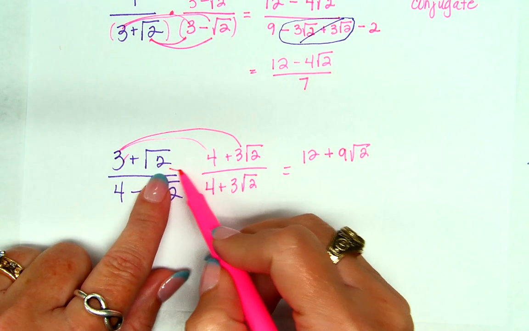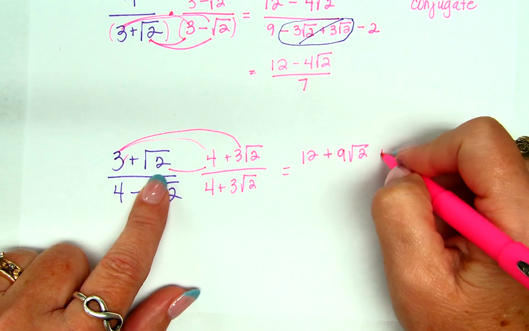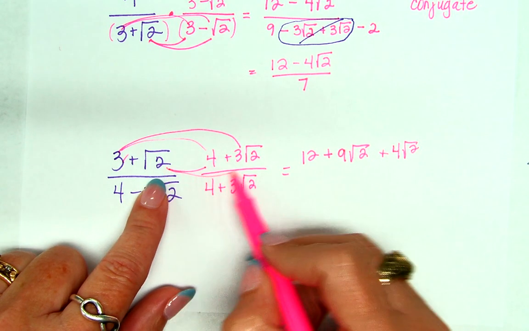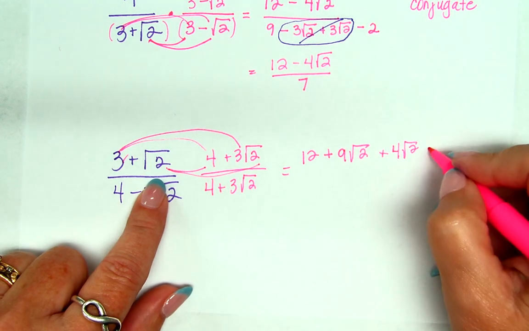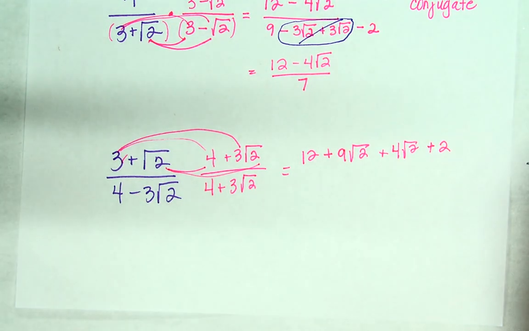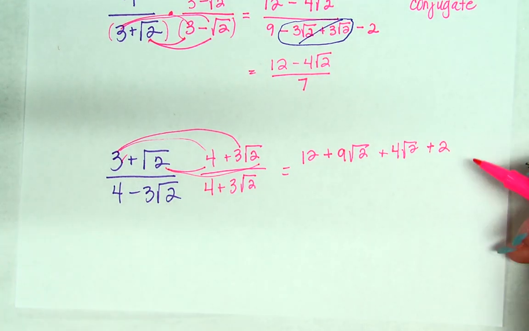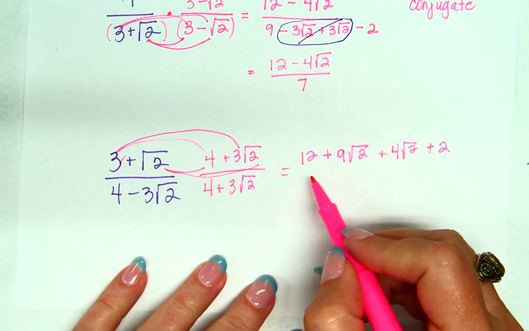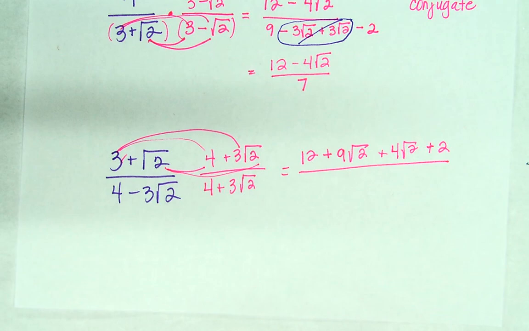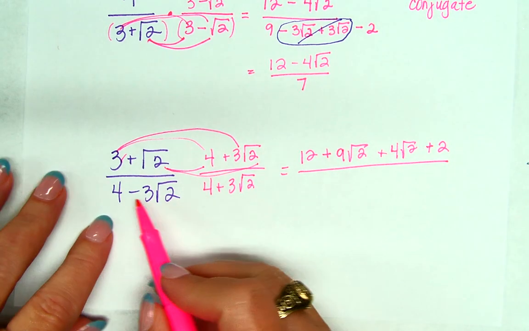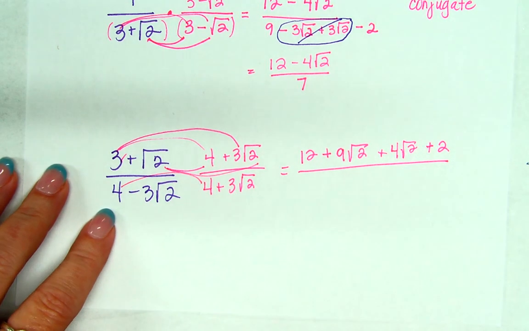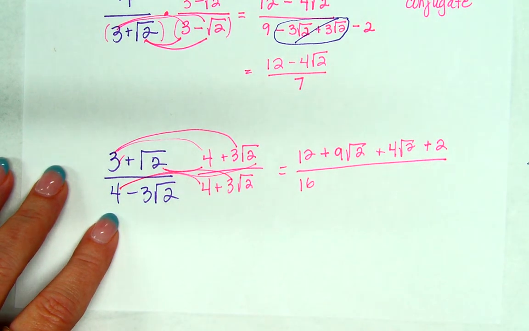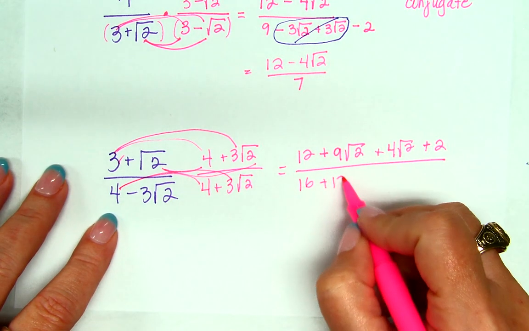What is root 2 times 4? 4 root 2. Very good. And what is root 2 times root 2? 2. Because it's the root of 4, and the root of 4 is 2. Okay so far? Okay. Now the denominator. What is 4 times 4? 16. What is 4 times 3 root 2? That's 12 root 2. Good.